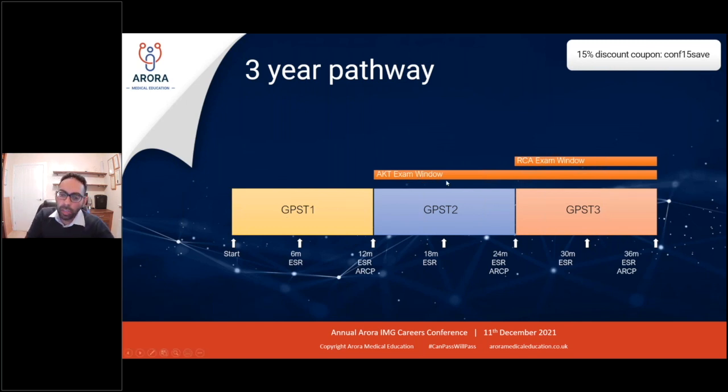There are 2 main assessments, your AKT, Applied Knowledge Test, which you can take from GPST2 onwards, and currently there's something called the RCA, the Recorded Consultation Assessment. It used to be the CSA, the Clinical Skills Assessment. COVID has changed it into RCA.